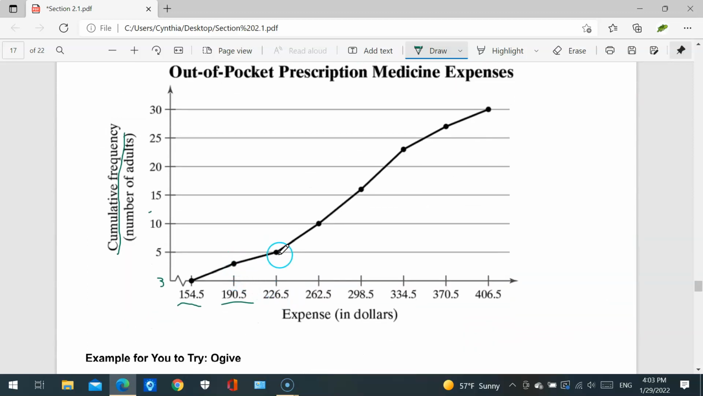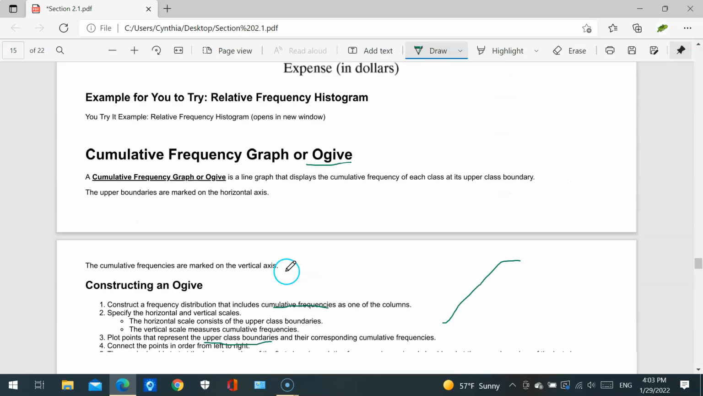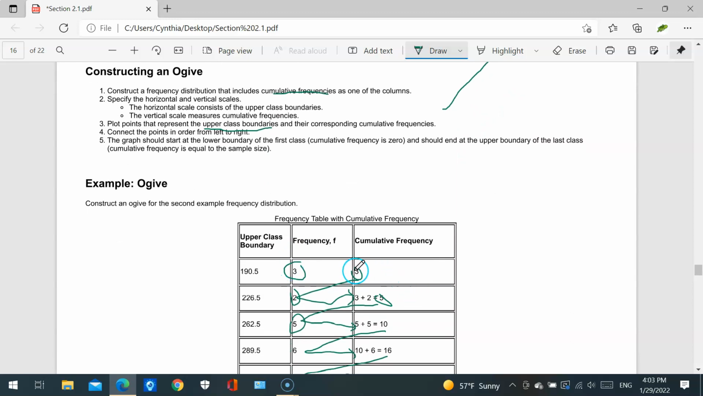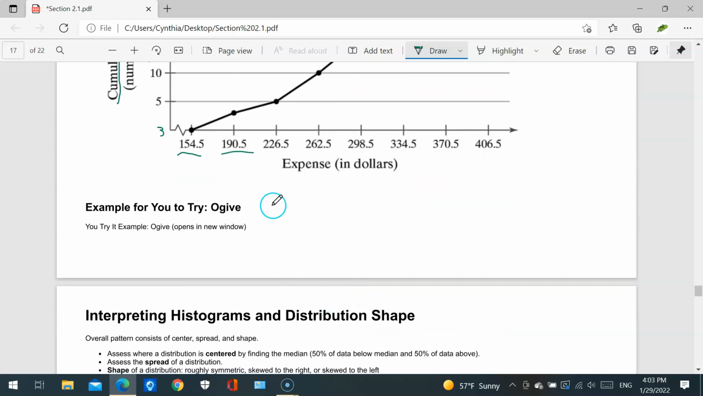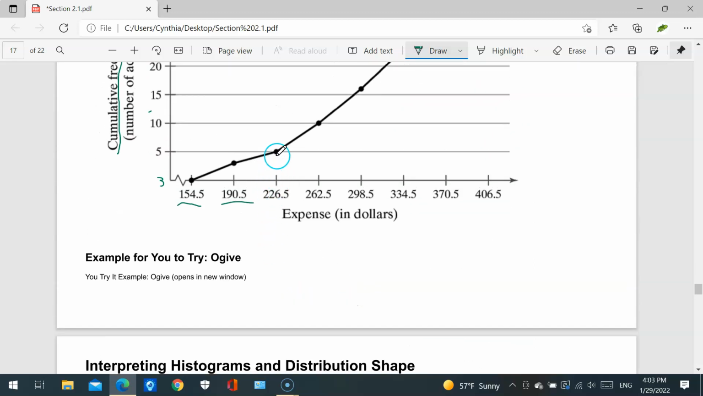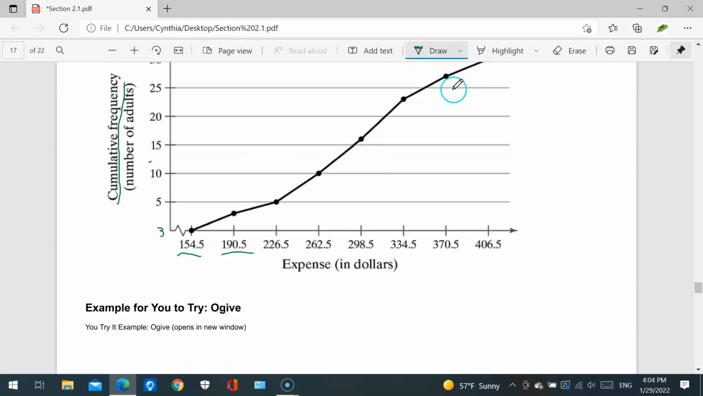And then the next upper boundary is 226.5. And at 226.5, when we have 3 plus 2, we get a 5, right? So the upper boundary of the second class is 226.5. The cumulative frequency number was 5. So we just continue to structure the cumulative frequency versus the upper boundary.